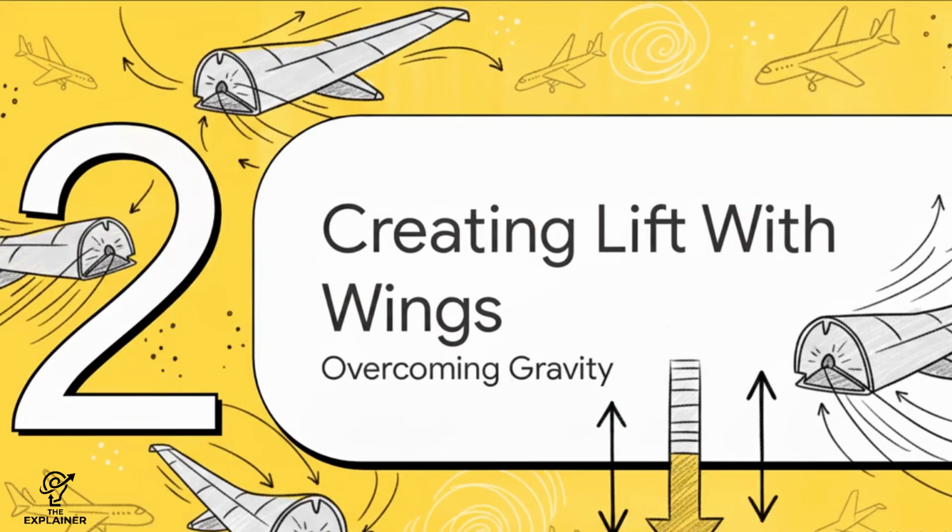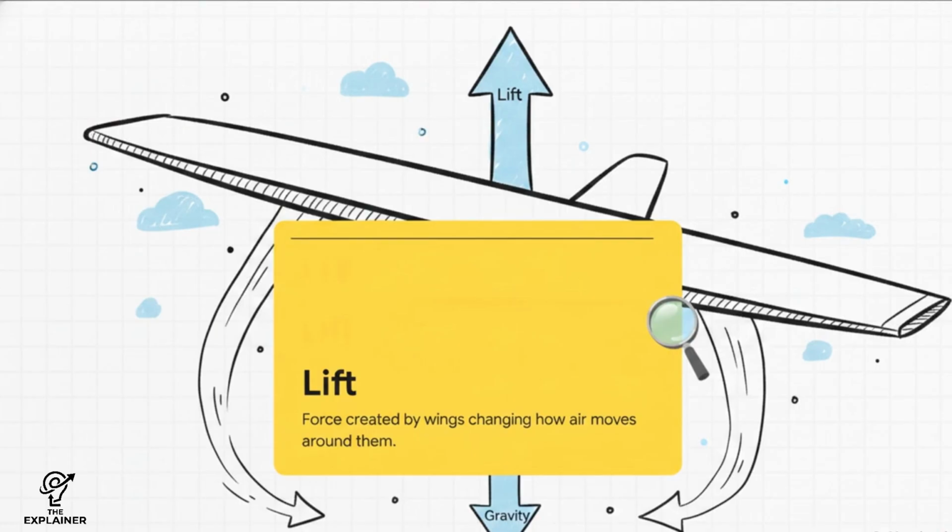Moving right along to Section 2, creating lift with wings. So what does lift actually mean in this context? Well, it's the force created by wings changing how air moves around them. And the really fascinating part here is that word changing. The wing isn't just sitting there passively. It is an active manipulator of air molecules, generating this massive upward push that fights directly against the downward pull of gravity. Honestly, without this active manipulation, our massive metal machine is just a very heavy, very fast bus.